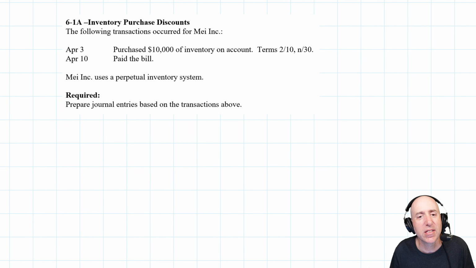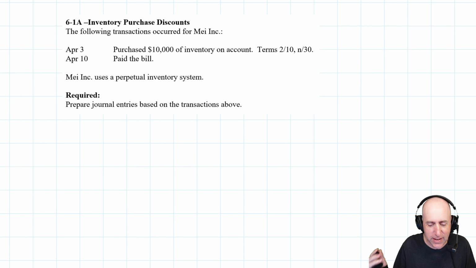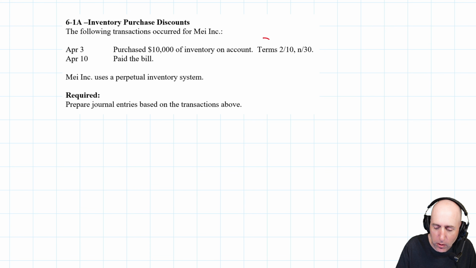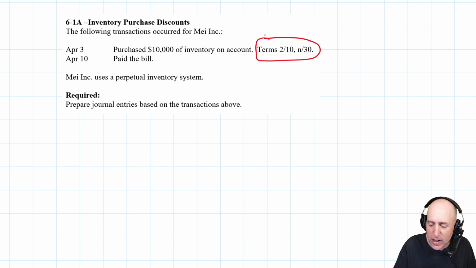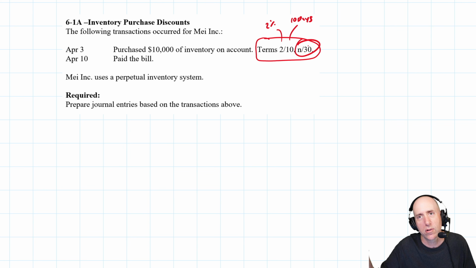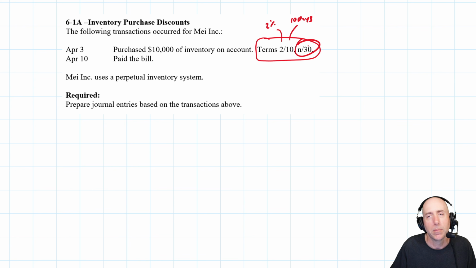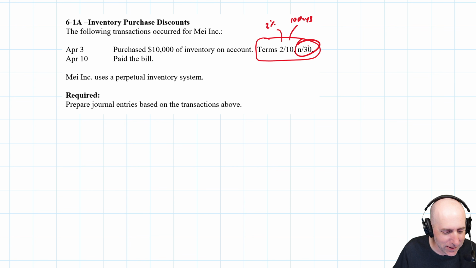Let's jump into problem 618, inventory purchase discounts. I hope you haven't forgotten, but a lot of companies offer these early payment terms, 2/10 net 30. It means if we pay within 10 days, we get a 2% discount. Otherwise, we just got to pay the bill in 30. After 30, they're going to start assessing us late fees and penalties, that type of thing. But of course, we're going to pay within 10 days because it makes economic sense to do so.